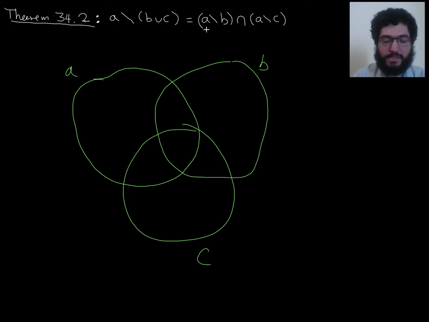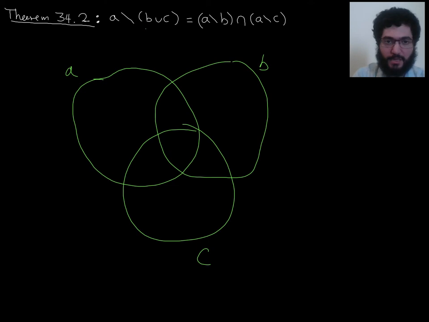What about A without B? By the way, that's how I read this backslash symbol, the set minus symbol. I read it as without. That's a good way to think about it, right? It's the things in A that are not in B. So I read this as A without B. A delete B. So what does A without B look like?